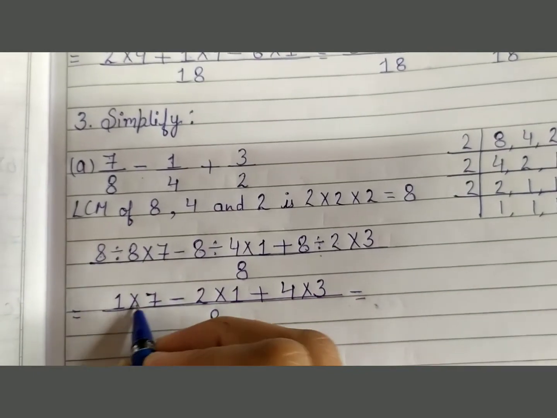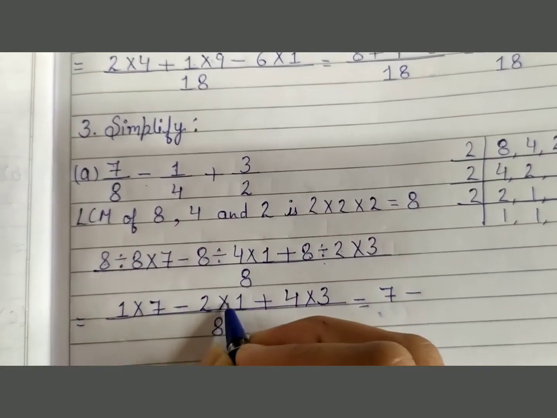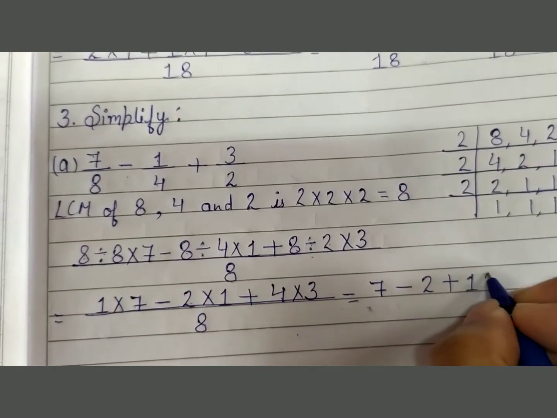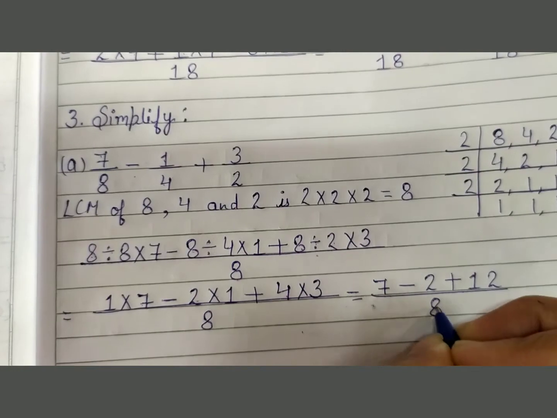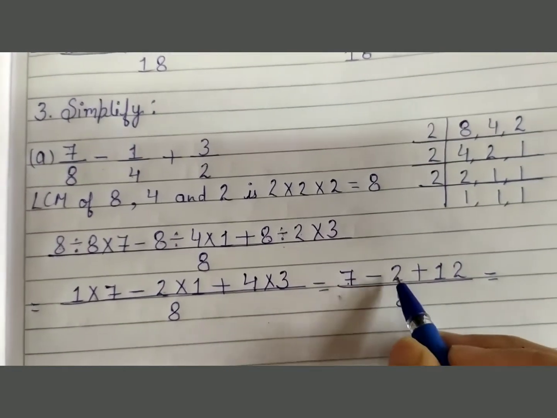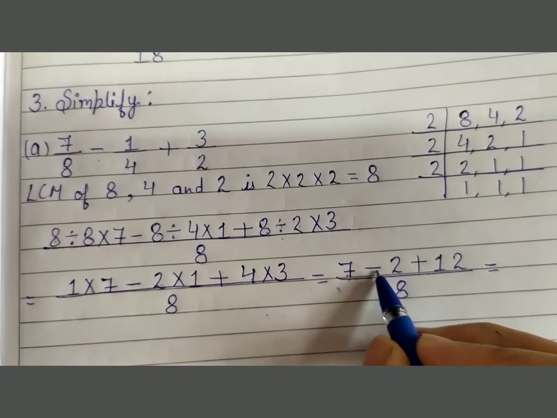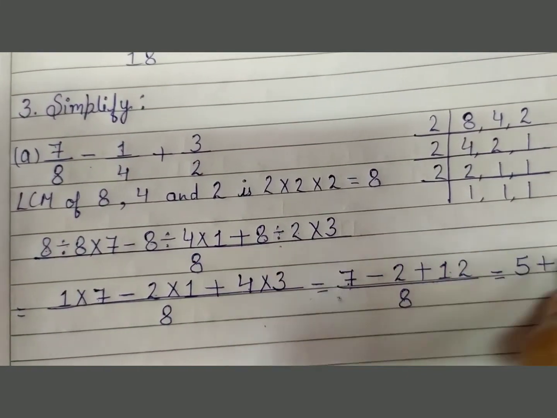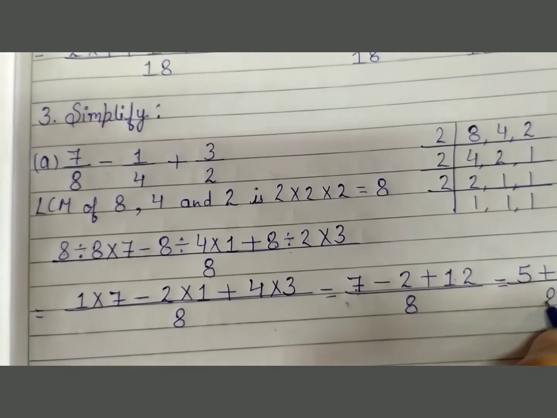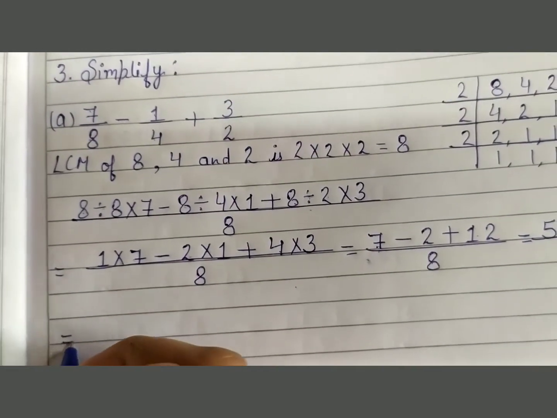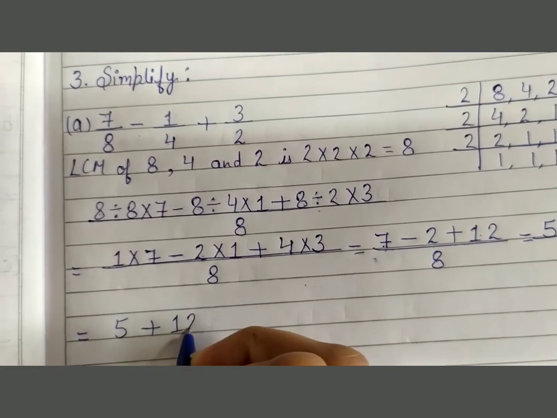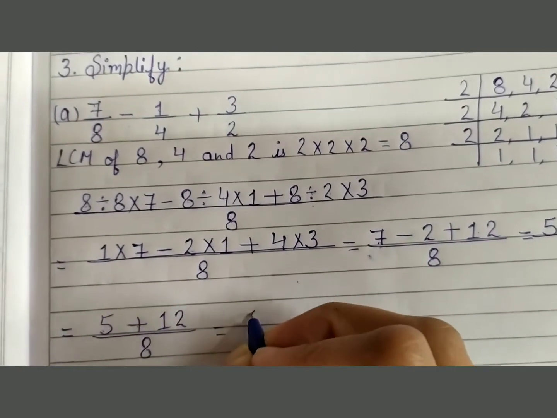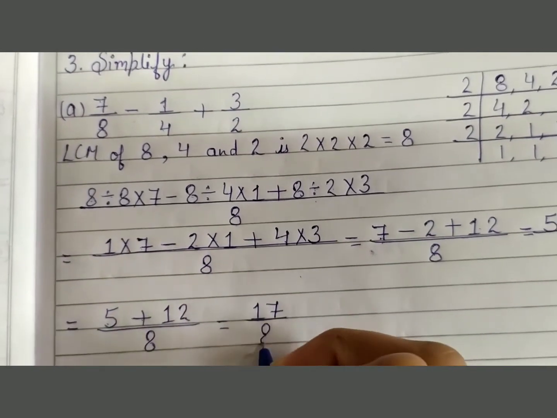1 multiply 7 is 7 minus 2 multiply 1 is 2 plus 4 multiply 3 is 12 upon 8. Firstly solve these two numbers. Children, 7 minus 2 is equal to 5 plus 12 as it is upon 8. 5 plus 12 upon 8. 5 plus 12 is 17 upon 8. This is the answer.